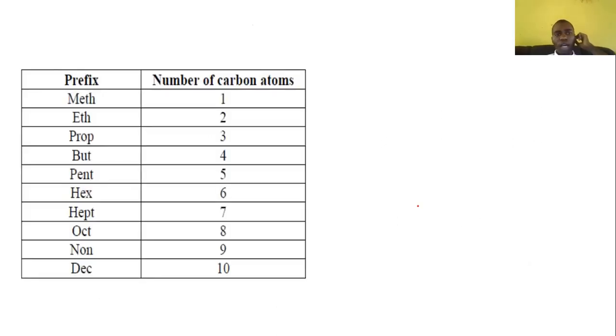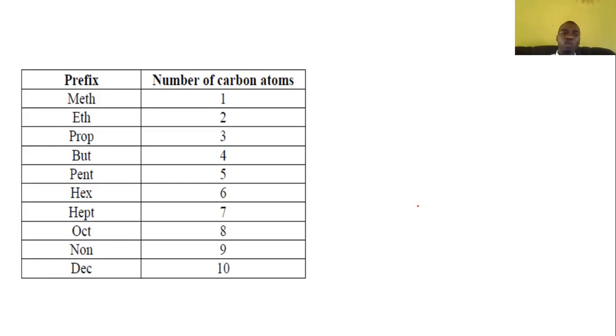Let's look at the prefixes that are found in organic chemistry. We'll just look at the first 10 prefixes. When you are studying organic chemistry, it needs your attention. It's not something that you just look at and believe you've understood. You have to keep looking at it from time to time and practice, then you'll be okay with it. The first 10 prefixes form the foundation upon which the other organic compounds are named.